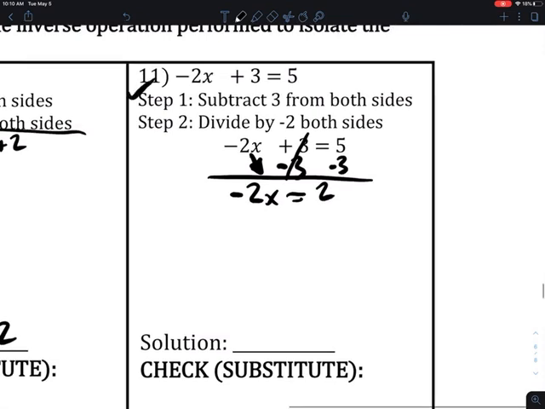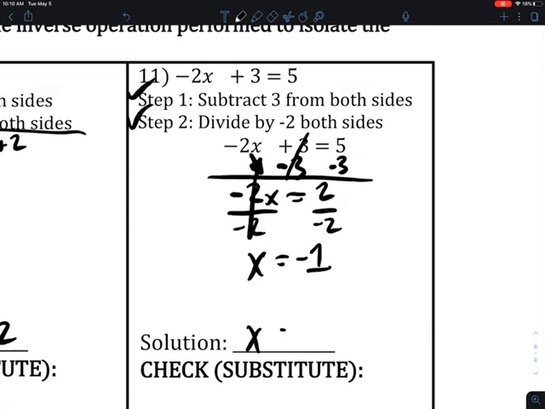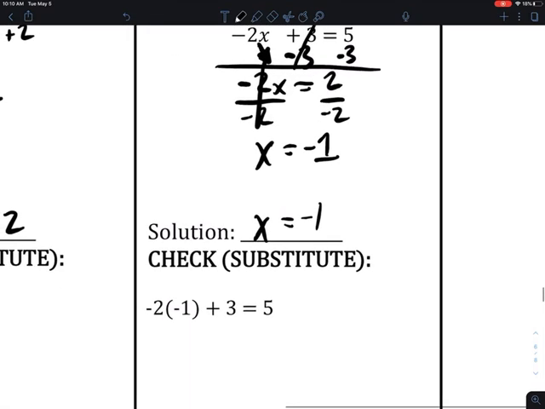And step 2 says divide by negative 2 on both sides. Divide by negative 2. Divide by negative 2. These cancel out to give us 1x, or just x. 2 divided by negative 2 gives us negative 1. Therefore, x equals negative 1.